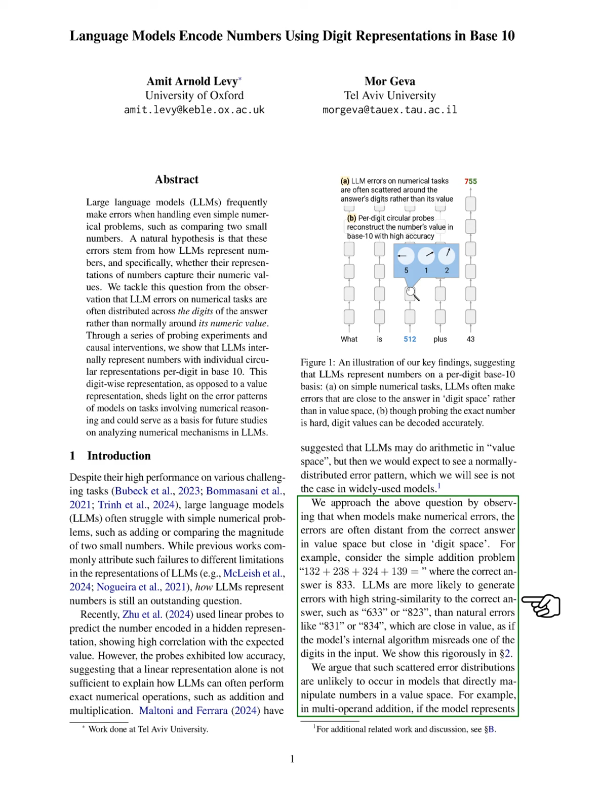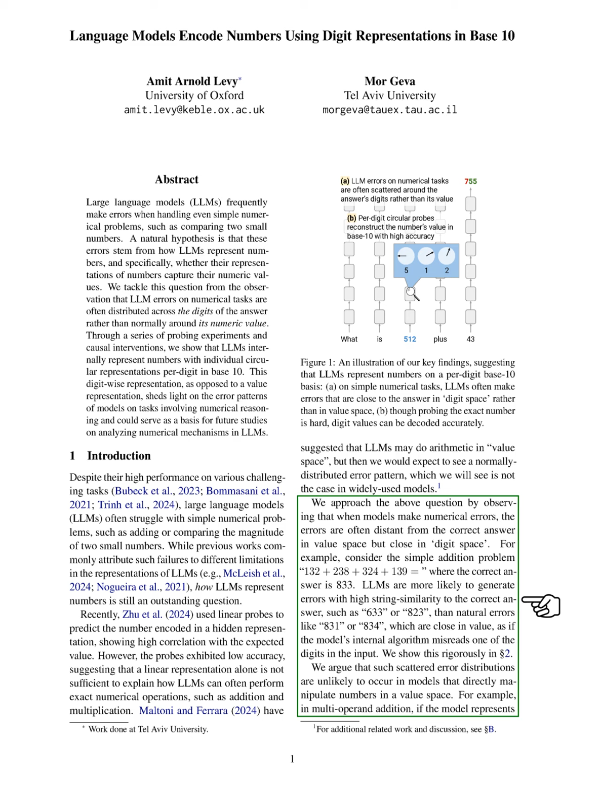Instead, we notice that when LLMs make numerical errors, these errors are often far from the correct answer in value terms but close in terms of the digits. For instance, in the addition problem of 132 plus 238 plus 324 plus 139, which equals 833, LLMs are more likely to produce errors like 633 or 823 that are similar in string form rather than errors like 831 or 834 that are numerically close.